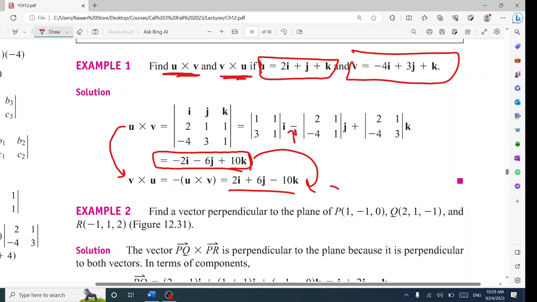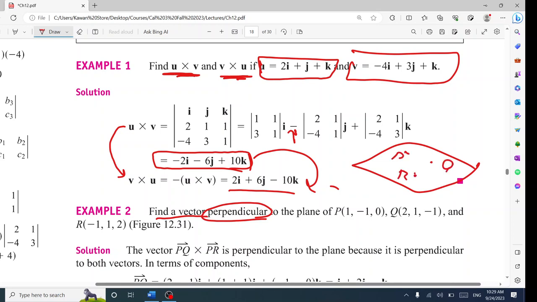Now we have what? We have a vector. Find the vector perpendicular to the plane. So we have a plane with 3 points, P, Q, and R. So you say find a vector perpendicular to this plane. So how do we do it? So now I'm going to find n. Exactly. Points, as we did before. So I'm going to find PQ, for example, and PR, or QR, then cross them, and you will get the perpendicular, the normal one.